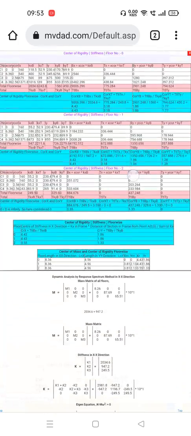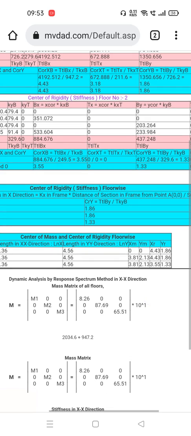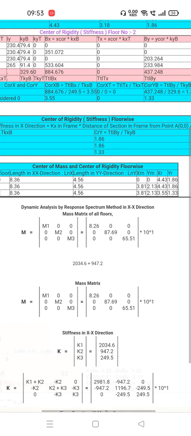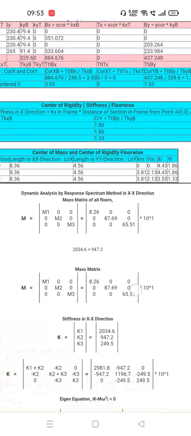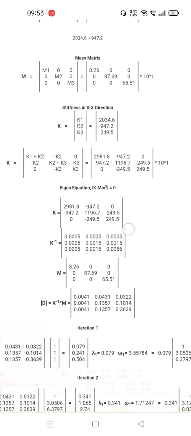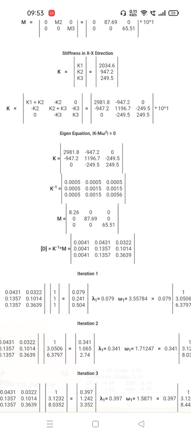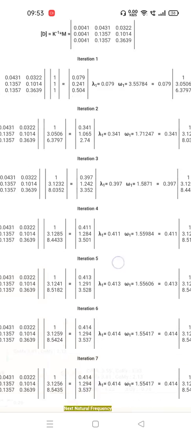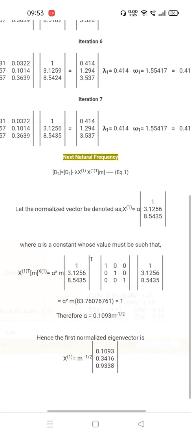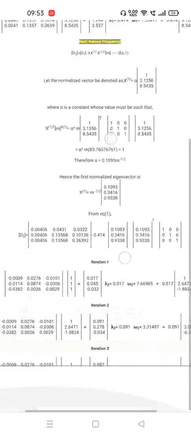Now from here, dynamic analysis by response spectrum method in XX direction, similarly in YY direction. Mass matrix, stiffness matrix, eigenvalues that we have calculated as per the iteration, the eigenvalues we have got, and all these values are reflected in this tabular format.